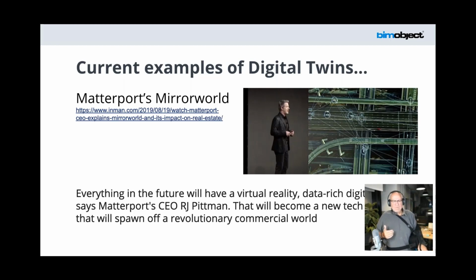Matterport, their CEO called it Mirror World. Again, here we go, another buzzword, but that's their own that they took on, Mirror World. There's a link to the article. It's a pretty good article written on how they were looking at using their technology. The thing I really liked about Matterport and other scanning technologies like this is that often in this industry, we only consider what's going to be built new. You know, how do we make that digital?